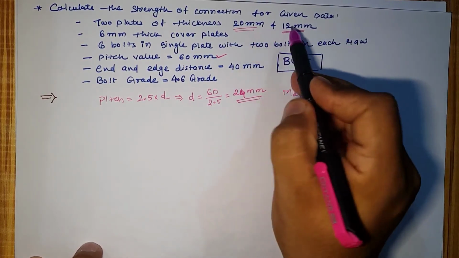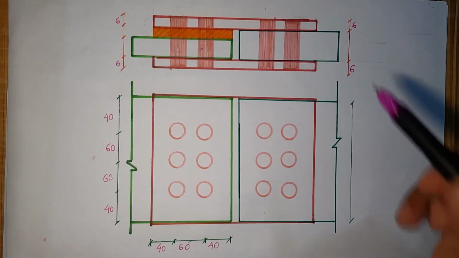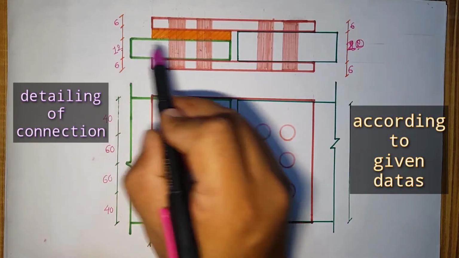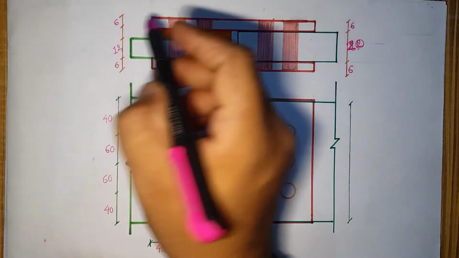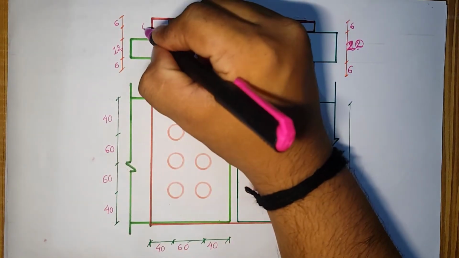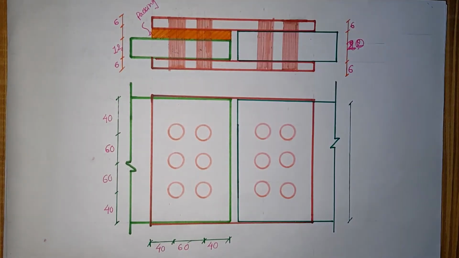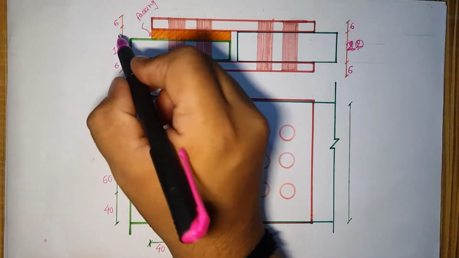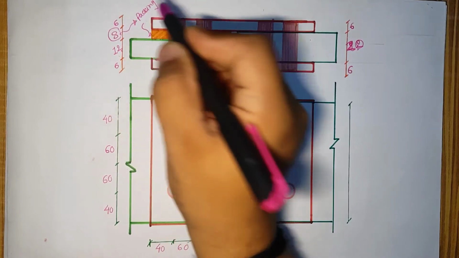Now the plates are given as 20 mm thick as well as 12 mm thick. It means that the two plate thicknesses are different. So for connecting plates of different thickness, we have to use a packing plate. This one is our packing plate, which is used to make a perfect connection. The difference between these two, 20 minus 12, is equal to 8 mm. It means that our packing plate is 8 mm thick.